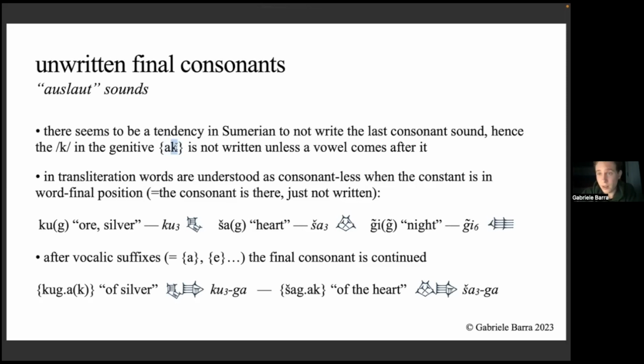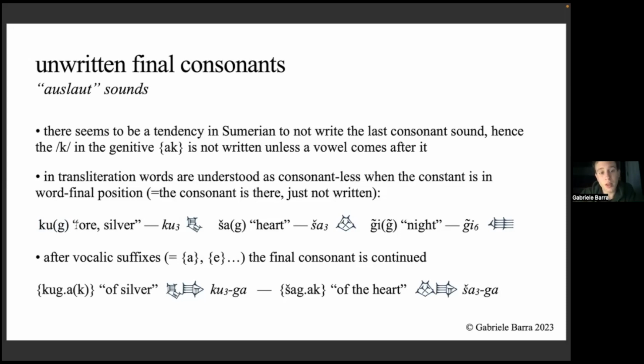Now, why is that? We can't really be sure. But what we know is that in Sumerian, you tend to write words without their last consonant. It doesn't happen for all words, but for a lot of them, especially when they are monosyllabic, they are written and understood in transliteration as consonant-less, as in they do not have the last consonant.